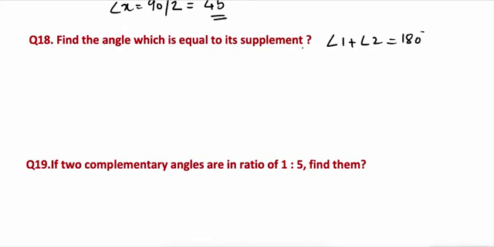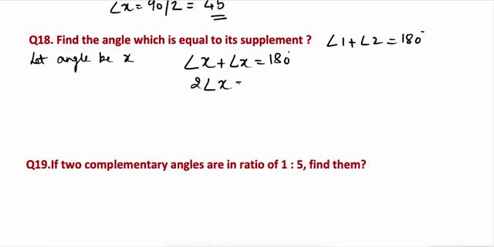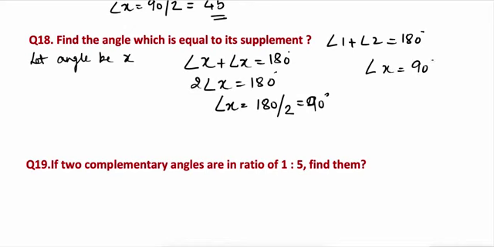So let's assume the angle to be x. So angle x plus angle x is equal to 180 degrees. So 2 times angle x is equal to 180 degrees, and angle x will be 180 divided by 2, which comes to 90 degrees. So the angle x here is 90 degrees. So 90 degrees is supplement to 90 degrees. So the angle is 90 degrees, which is supplement to 90 degrees, to itself.